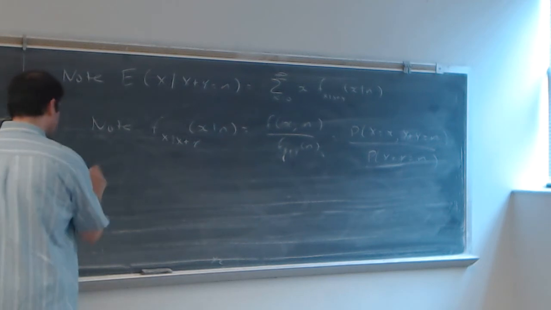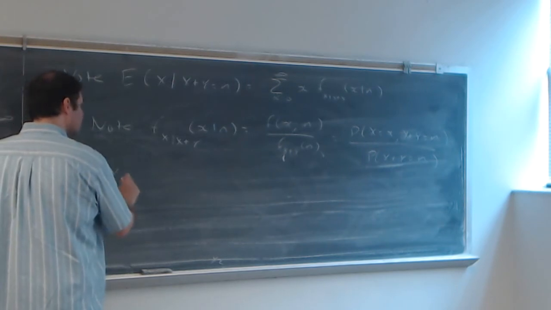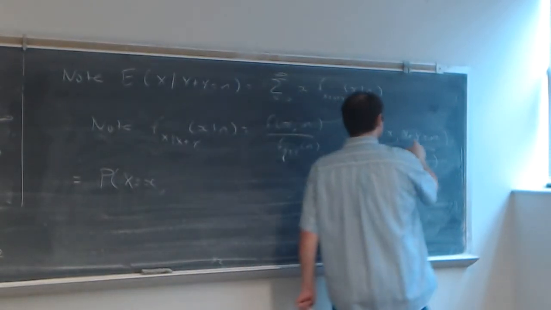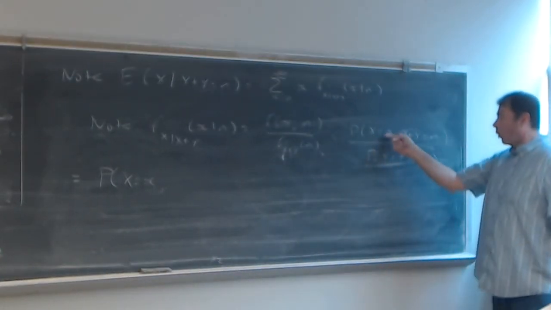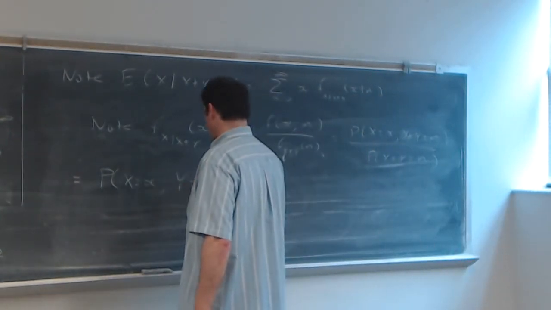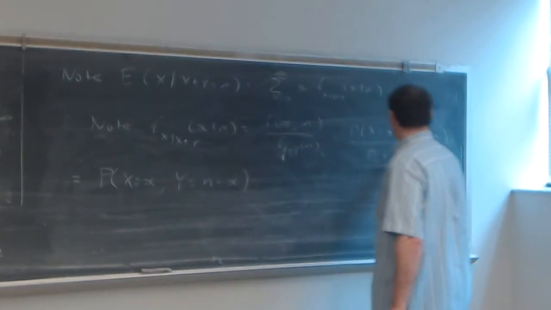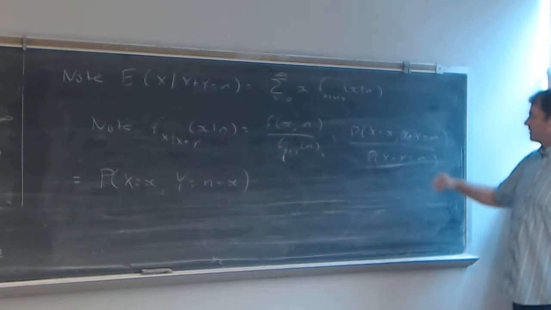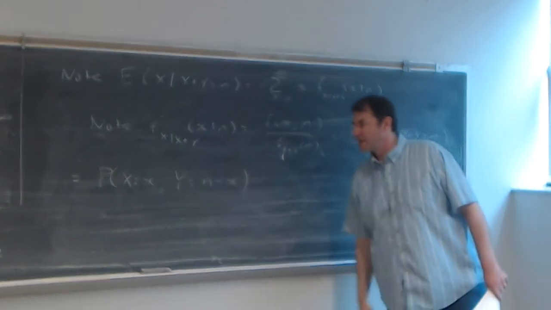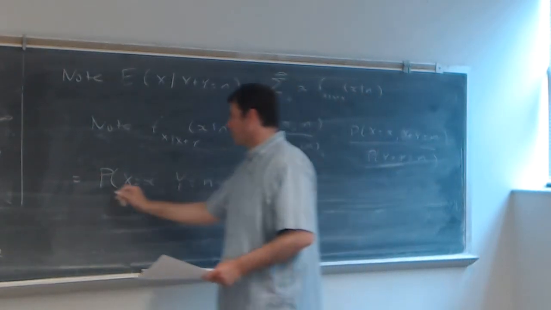Now, the top can be thought of as the probability that x is equal to x, and for x plus y to be equal to n, where I know that x is equal to x, that means that y has to be equal to n minus x. That's the only way. Y would have to be n minus x for x plus y to be equal to n, where we know that x is equal to x. So that's what we have there.